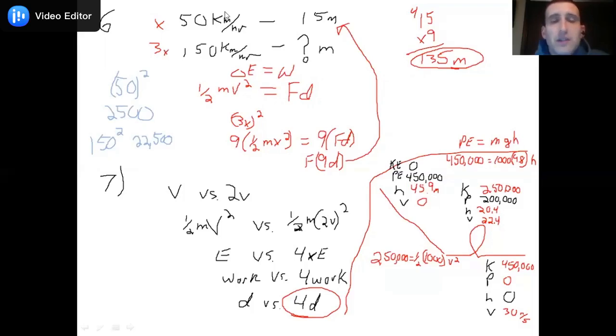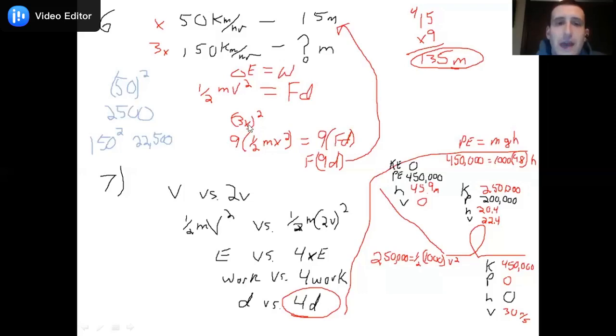What you should not do in this problem is try very hard to convert it into meters per second. That's not necessarily helpful. It's really more of a conceptual problem. If we are going 3 times as fast, 150 is 3 times 50, we look at our kinetic energy equation, we put in 3 times the original velocity. 3 squared is going to give us a factor of 9.